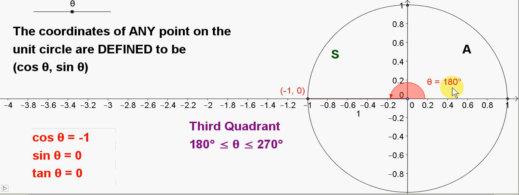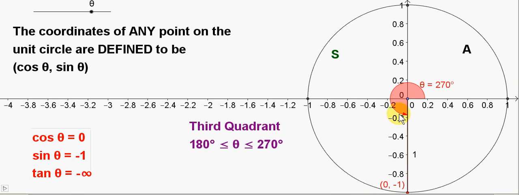When theta is 180 degrees, we see that the coordinates of this point are minus 1, 0. So the cos of 180 degrees is minus 1. The sine of 180 degrees is 0. The tan of 180 degrees is 0 divided by minus 1, which is 0.